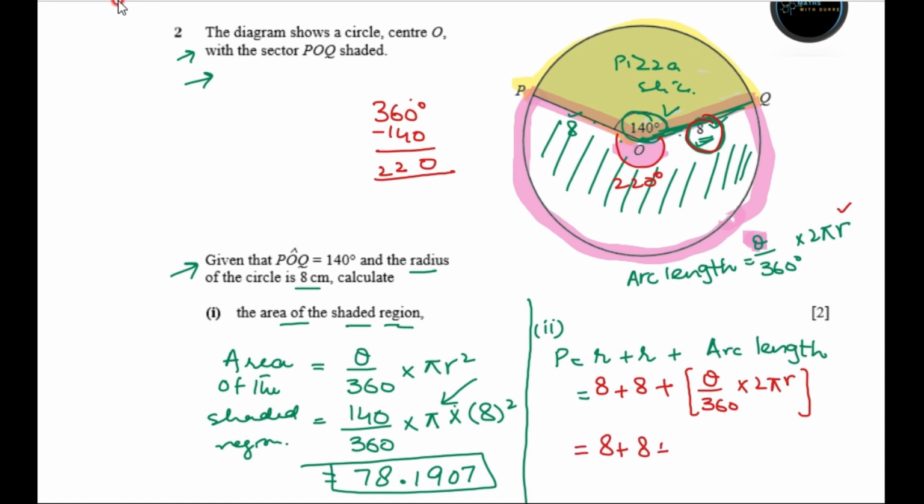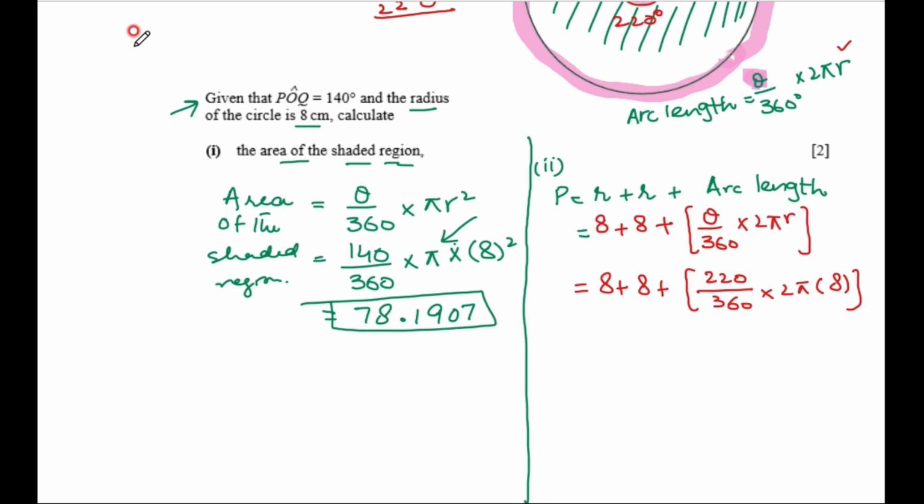Now I will solve further. That is 220 over 360 times 2 pi, and r will be 8. I'm going to calculate it. I will solve the arc length directly: 2 pi 8. The answer is coming 30.7177 plus 8 plus 8. So I will add the answer now, and the final answer will be 46.7177. So we have to round it to 3 SF, so it will be 46.7.